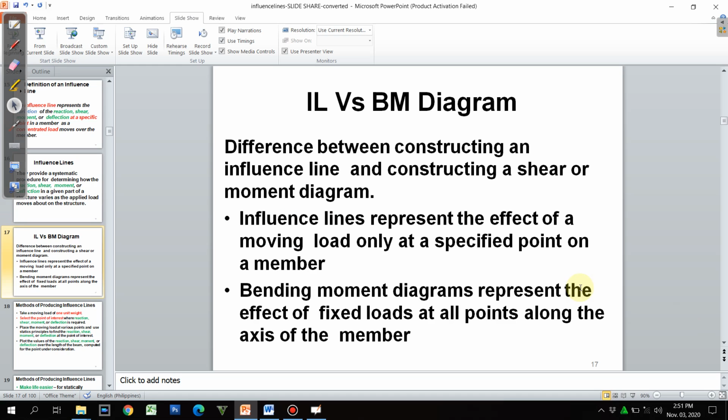Comparing it to the bending moment diagram, the differences between constructing an influence line and constructing a shear or moment diagram are as follows. Influence lines represent the effect of a moving load only at a specified point on a member.